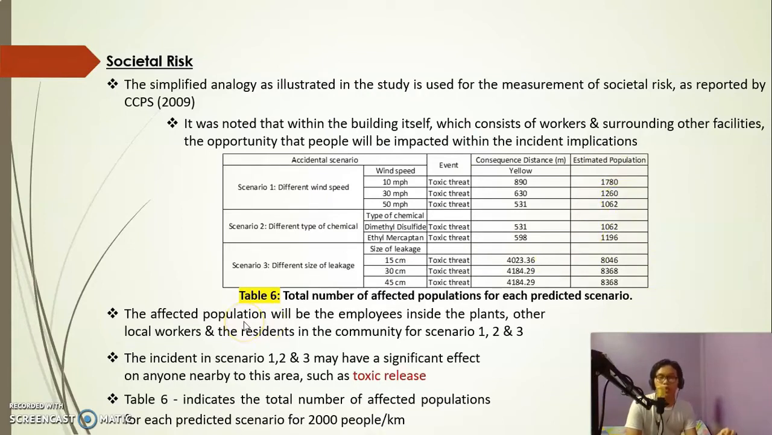So the affected population will be the employees inside the plant, other local workers, and the residents in the community for scenarios 1, 2, and 3. The residents in scenarios 1, 2, and 3 may have a significant effect on anyone nearby in this area, such as a toxic release. So Table 6, as I stated before, indicates the total number of affected population for each predicted scenario for 2,000 people per kilometer.